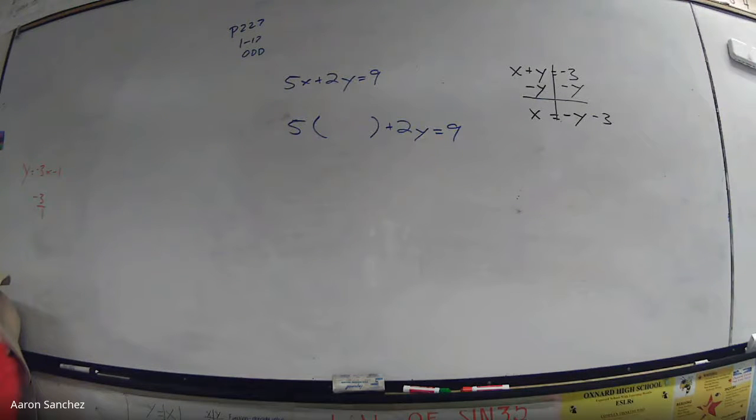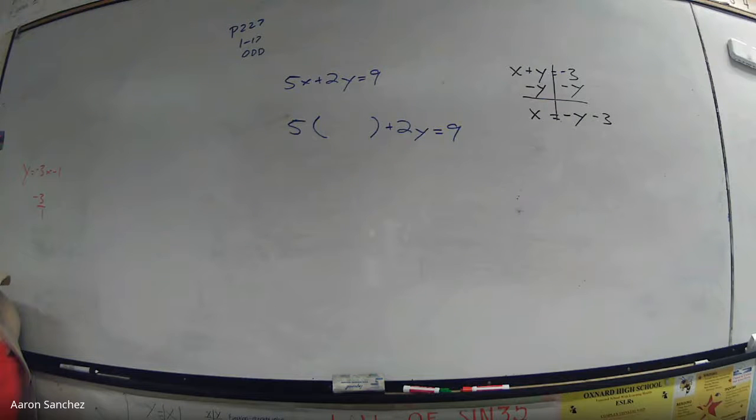Okay, 5 times negative y would be negative 5y. Then 5 times negative 3, you could multiply it, negative 15. You're multiplying it.